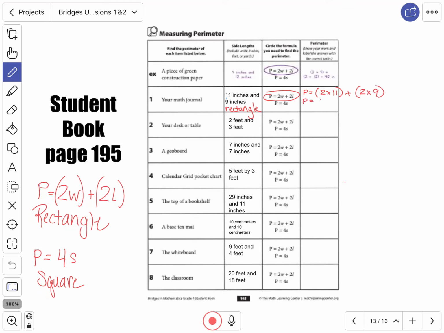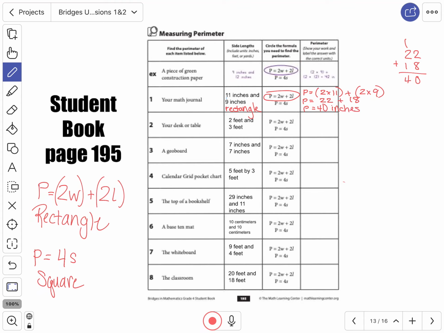Now I'm going to figure out what that is. 2 times 11 is 22, okay? 2 times 9 is 18. All right, so I got to figure out what is 22 plus 18. I have a guess, okay? Let's see if my guess was correct. Okay, my perimeter equals 40 inches.